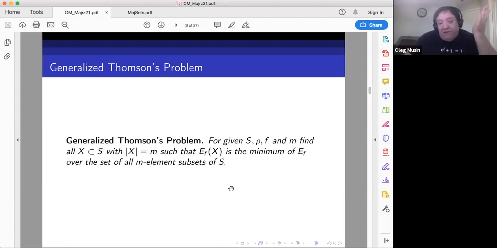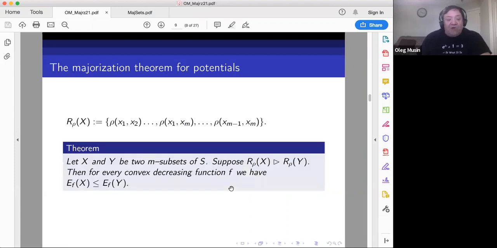Of course, it might not exist; it can be an empty set. But we will consider later a sufficient condition that it always exists as a non-empty set. Okay, how do we use this majorization theorem for potentials? It's very easy.